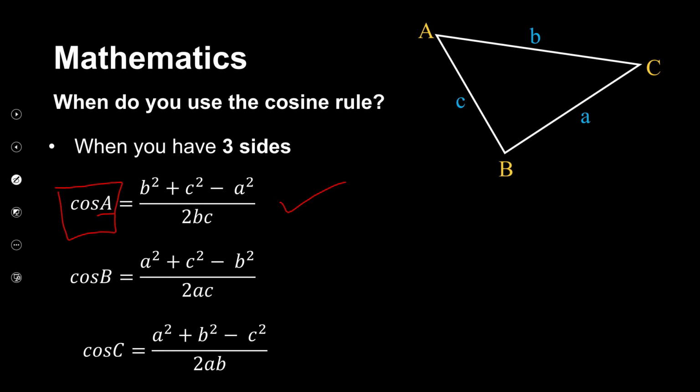And then remember, we'll use shift cos to find the actual angle on our calculator. Similarly, if you were looking for angle B, then this is the formula you're going to be using. And if you're looking for angle C, then this is the formula you're using. You don't need to know these formulas off by heart. You can use the original formulas and just manipulate them to get to this version.